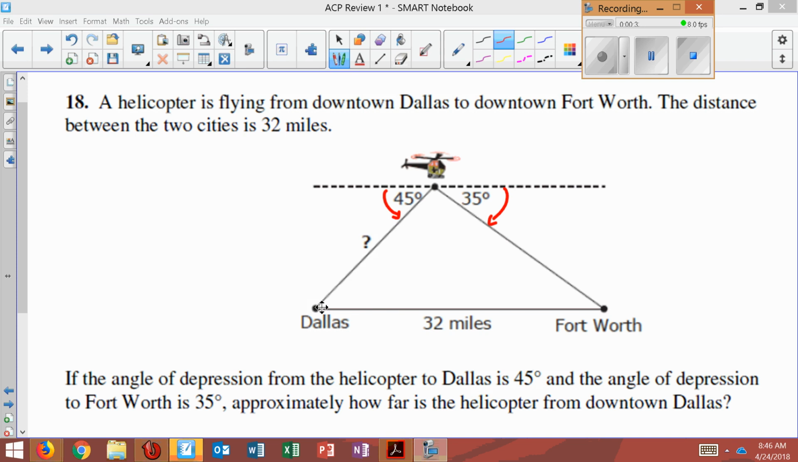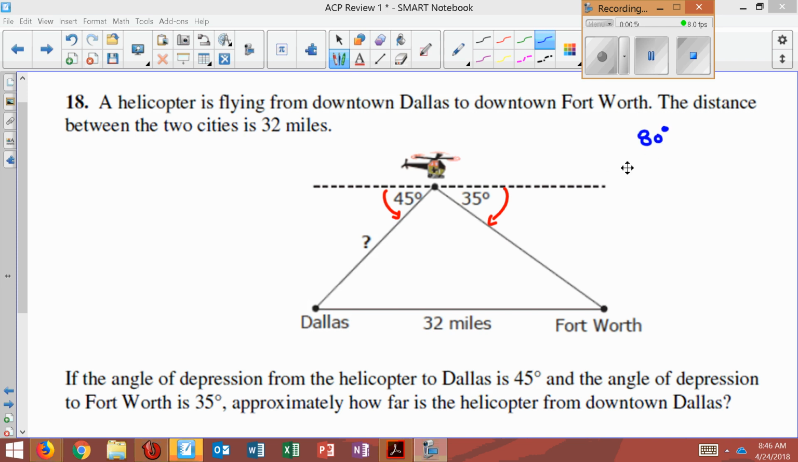So to solve this, we first need to identify what type of triangle we have here. If it's a right triangle, we can use sine y, cos x, tangent is y over x. This is not a right triangle. Nowhere are we told that there's a right angle. And if I add these two angles up, 45 plus 35 equals 80 degrees. Now, why does that matter?